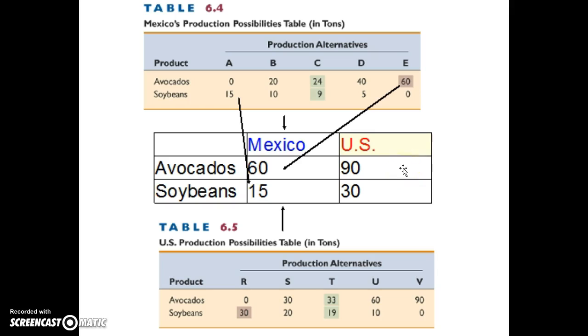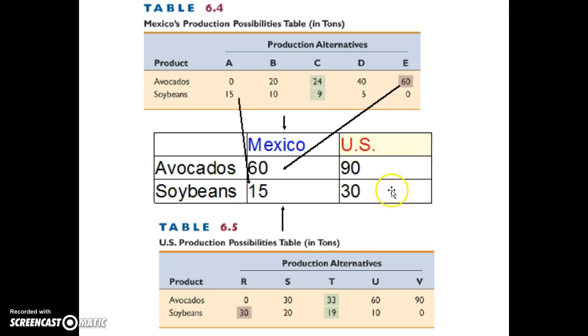The U.S., if they specialized and only produced avocados, they'd produce 90. That came from this table. And if they produced only soybeans, it would be 30. So now we have a much simpler grid where we can calculate just one opportunity cost moving between the two. So if the U.S. were to specialize in avocados, to calculate opportunity cost, what we need to know is how many units of soybeans are given up, right? So if we give up 30 units of soybeans, we'd get 90 units of avocados, so our opportunity cost of avocados is 1/3.